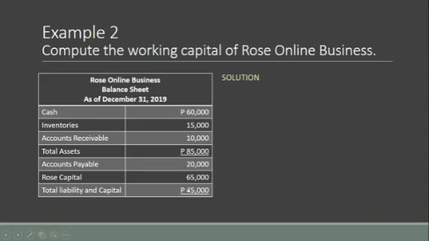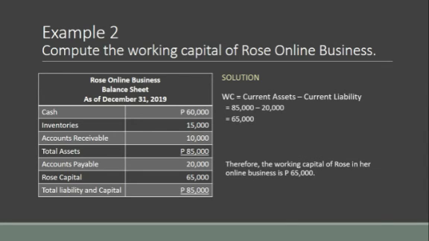So for our solution, we use the formula of working capital, which is current assets minus current liabilities. So substitute the values. The current assets is 85,000 minus the current liabilities, which is 20,000. The total is 65,000 of working capital. So therefore, the working capital of Rose's online business is 65,000. So ganun lang siya kadaling isolve when it comes to working capital.